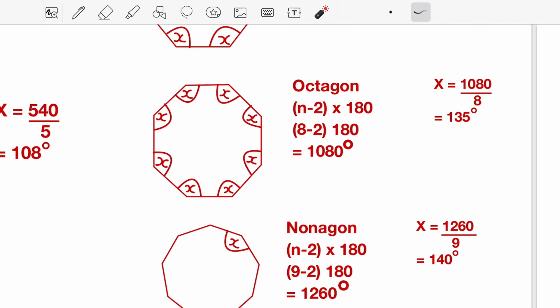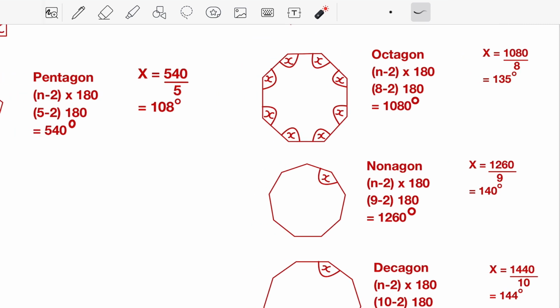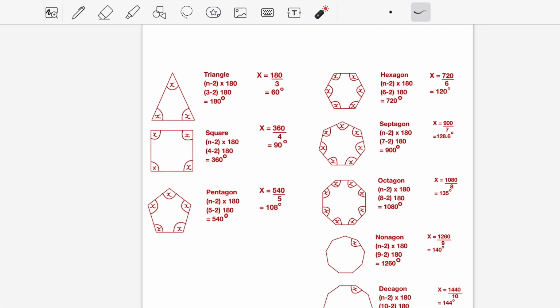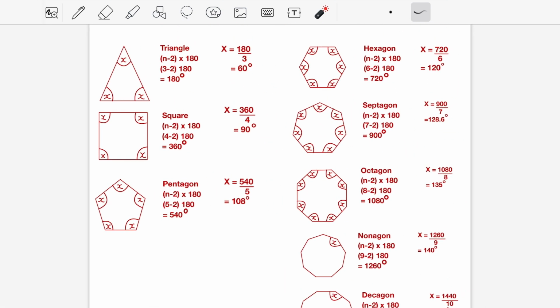Right, and we can follow these steps for the octagon, for the nonagon, and for the decagon. So you can feel free to pause the video, go through the solutions, make any necessary correction, and then unpause the video to continue.